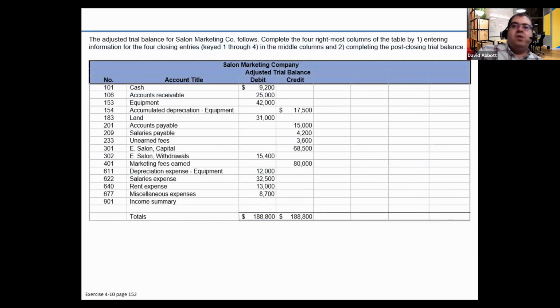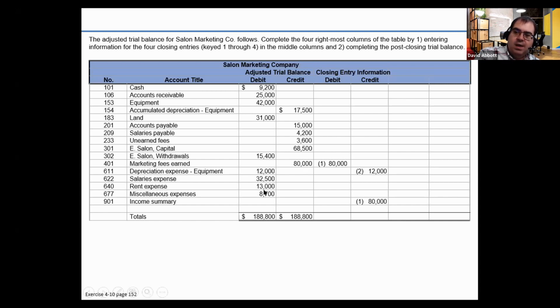Adjusted trial balance for Salon Marketing Company follows. Complete the four rightmost columns of the table by entering information of the four closing entries, keyed 1 through 4, in the middle columns, and completing the post-closing trial balance. So we have marketing expenses of 80,000, and so again, in order to close it, because it was a credit, we will go ahead and debit that. So we'll debit that and then credit income summary, and that's revenue, and then we have the expenses.